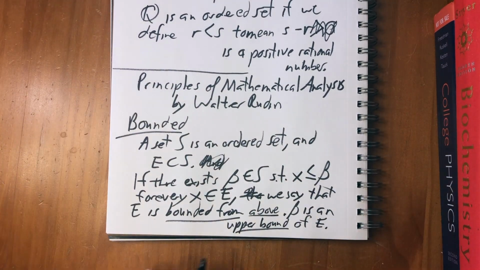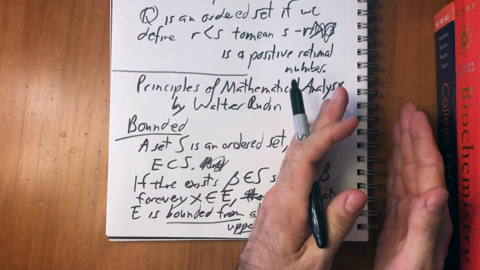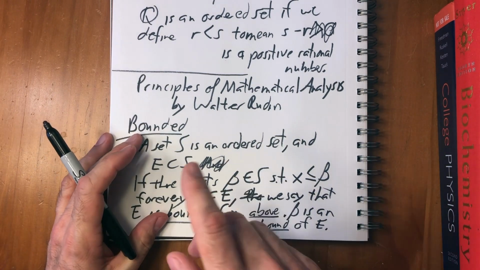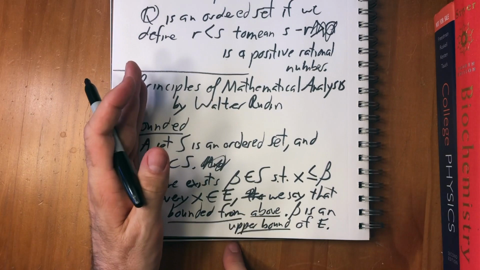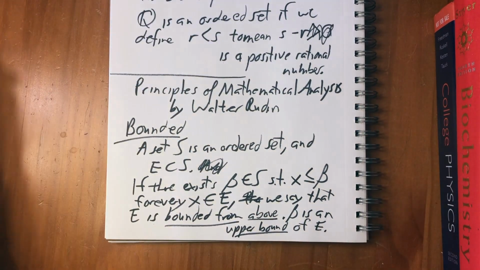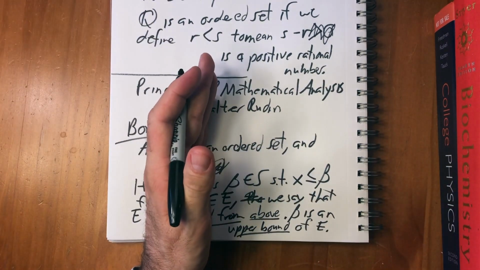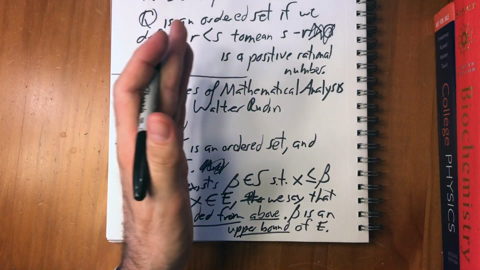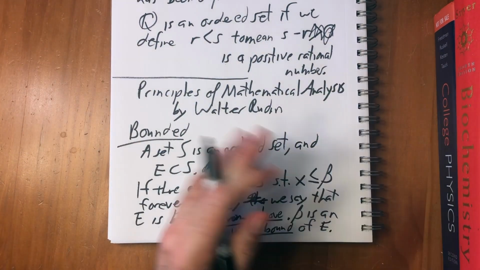Okay, and lower bounds are defined in exactly the opposite way. So if E is bounded from below, that means there's some number beta, and for every x in E, beta is less than x, so the boundary is less than everything that's in the set, and then it's bounded from below.